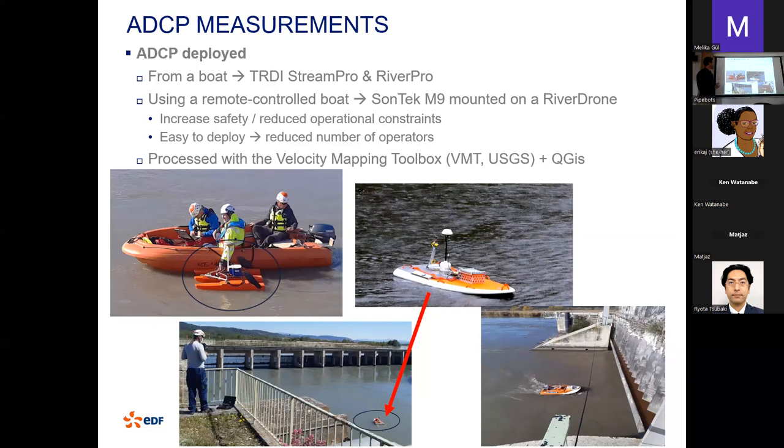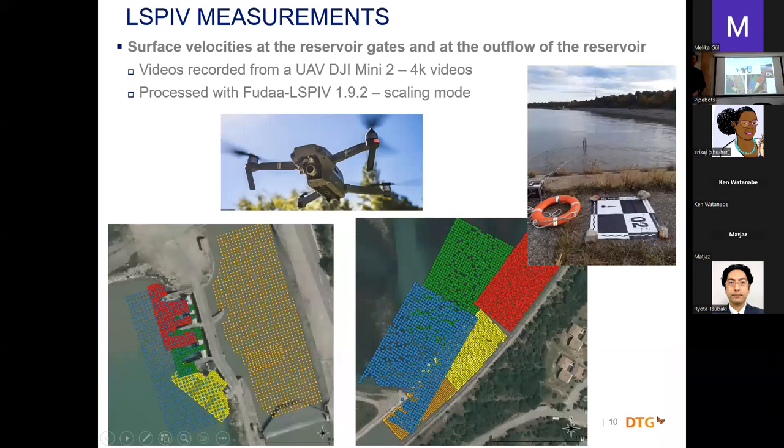And then we analyzed the data using the Velocity Mapping Toolbox developed by the USGS. For the image-based method, we used videos recorded with a drone. It was a UAV DJI Mini 2, you can see it here. And we recorded images at the entrance of the reservoir and at the outlet of the reservoir. We processed the results through LSPIV using the scaling mode and using some targets to have distances over the reservoir.